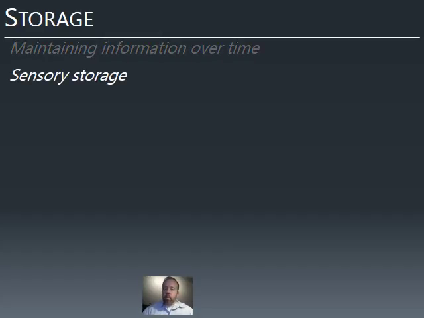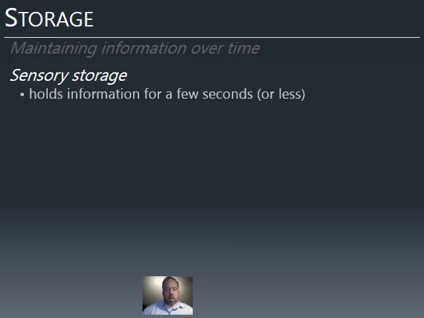And there are different forms of storage, and one of the most important distinctions in these different forms of storage is how long they last. So for example, sensory storage, it only holds information for a few seconds and maybe even less than that. So that is not a form of storage that you use to remember for later. This is just residual activity in your sensory systems, particularly your visual system and your auditory system.